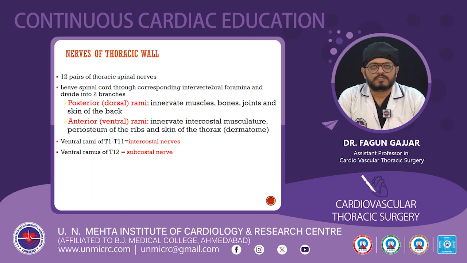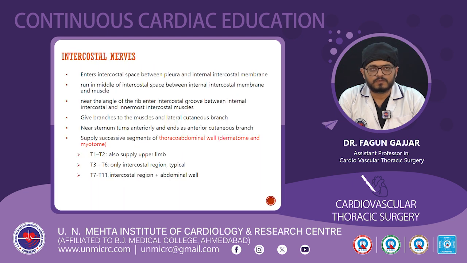Regarding the nerves of the thoracic wall, there are 12 pairs of thoracic spinal nerves. They leave the spinal cord through the corresponding intervertebral foramina and divide into two branches: the posterior or dorsal rami, which supply the muscles, bones, joints and skin of the back, while the anterior or ventral rami innervate the intercostal musculature, periosteum of the ribs and the skin of the thorax. The ventral rami of T1 to T11 form the intercostal nerves, while the ventral ramus of T12 forms the subcostal nerve.